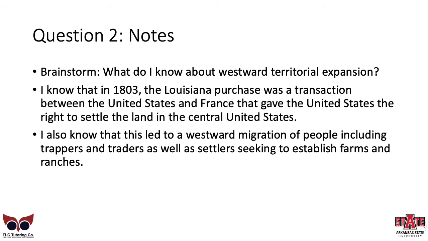Question 2 notes. Brainstorm. What do I know about westward territorial expansion? I know that in 1803, the Louisiana Purchase was a transaction between the United States and France that gave the United States the right to settle the land in the central United States. I also know that this led to western migration of people, including trappers and traders, as well as settlers seeking to establish farms and ranches.